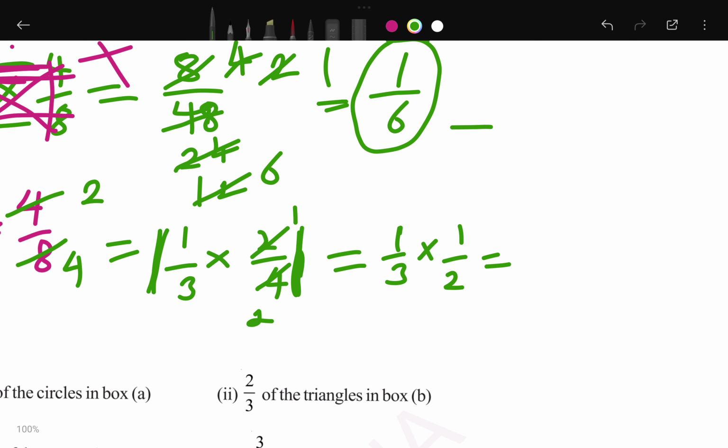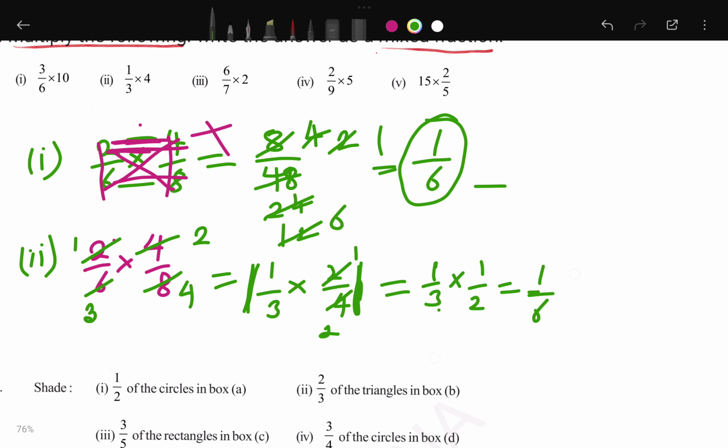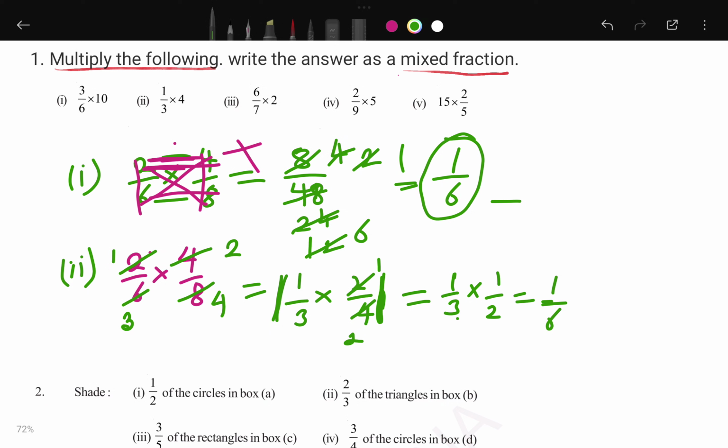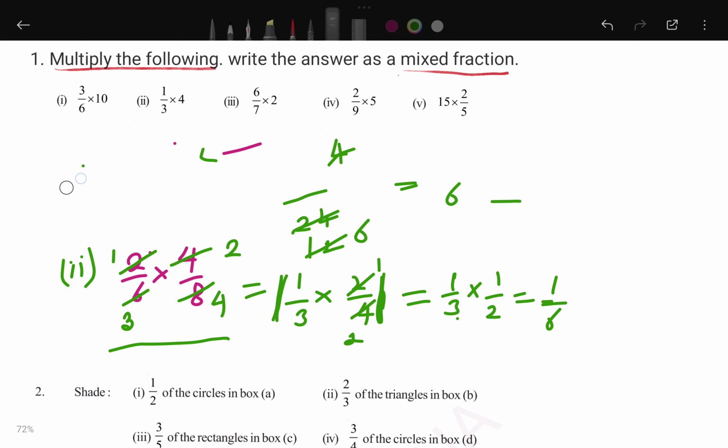So now we can multiply. When you have no chances to cutting or dividing, then we can multiply, like 1 1s are 1, 3 2s are 6. So both answers are same, so you can do like that. You can multiply, then you can cut, otherwise first you have to cut, then you can multiply. Okay, this is a rule. Now let's solve our questions.